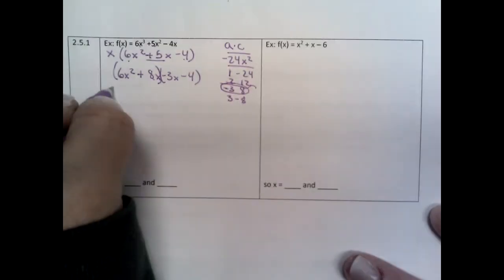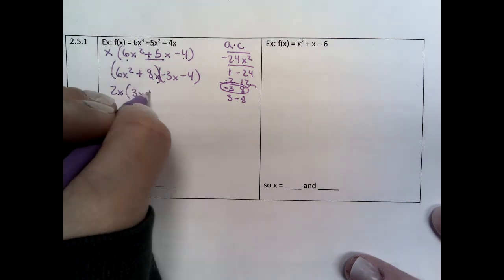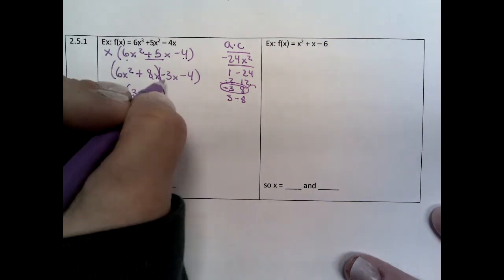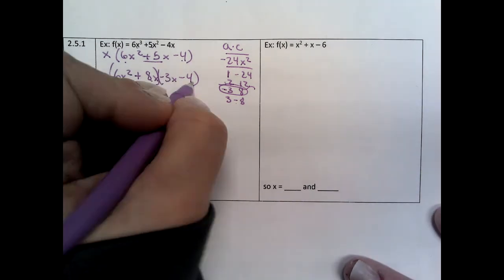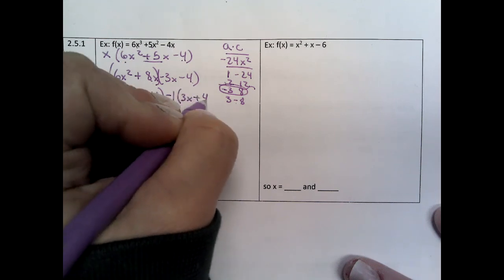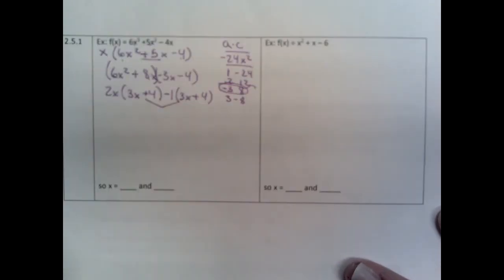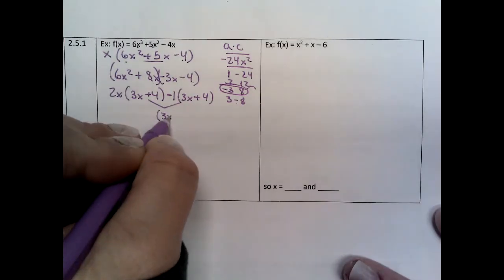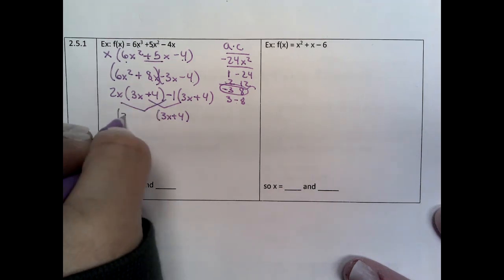So I can take a 2x out of this one, and I'm left with 3x plus 4. Remember, I have to take at least a 1 out of this. In this case, I can take out a negative 1, and I'll be left with 3x plus 4. If these two don't match, I've done something wrong. So that's one of my factors, and there's my other factor.